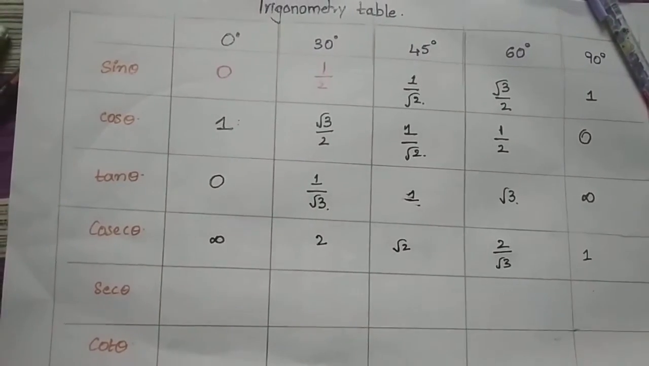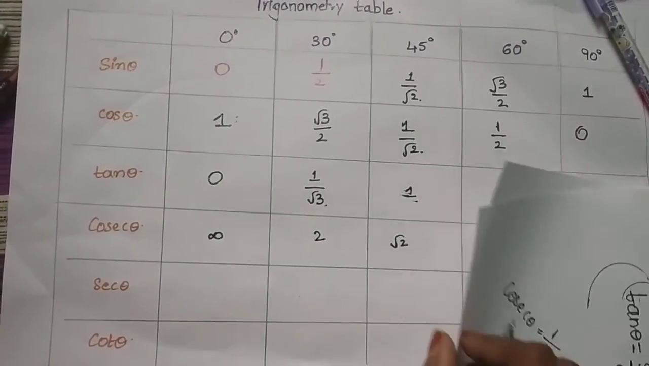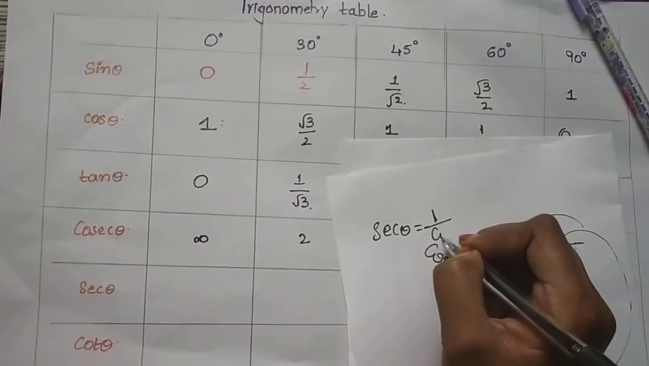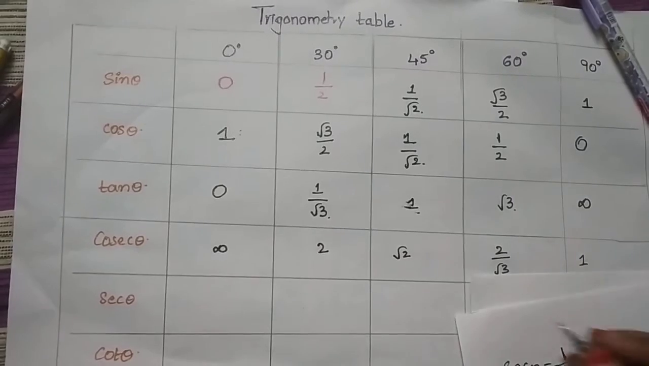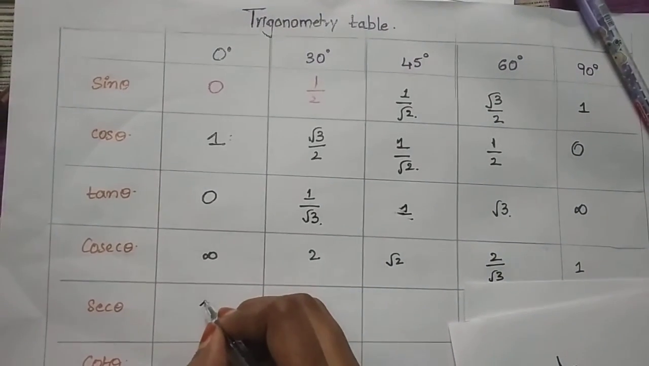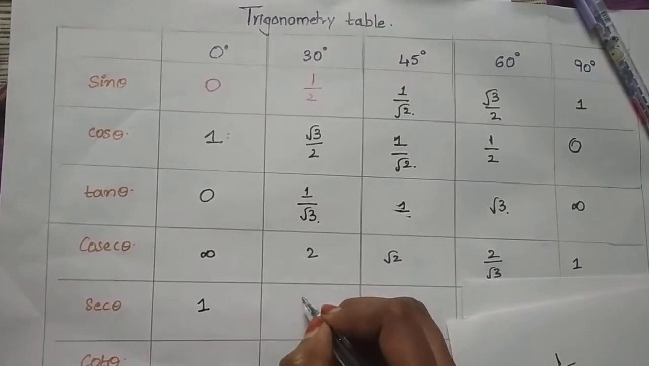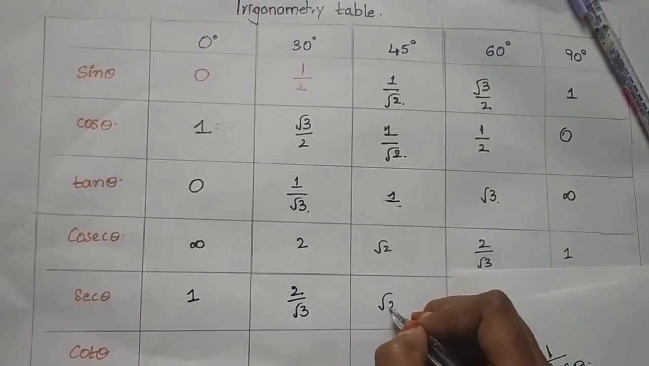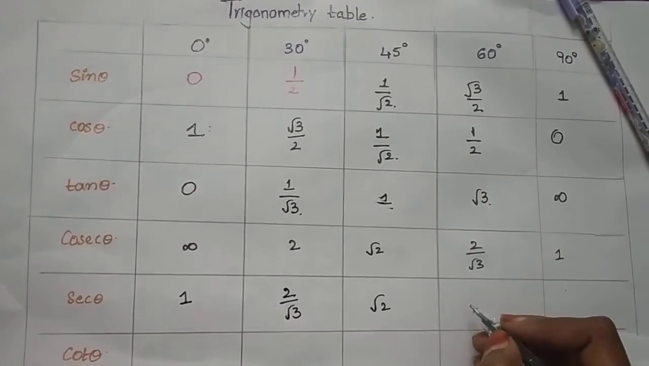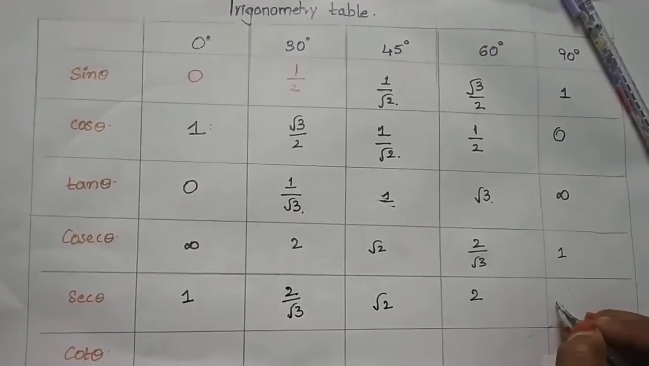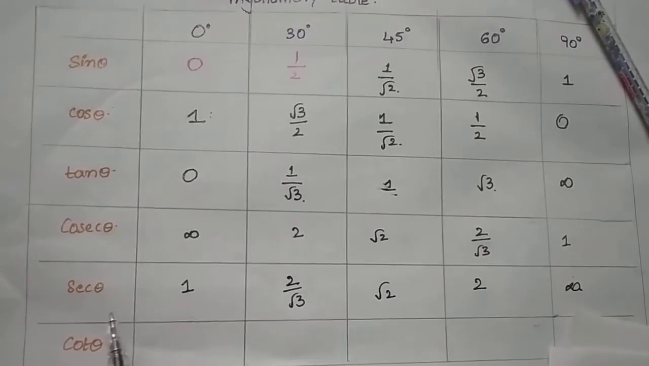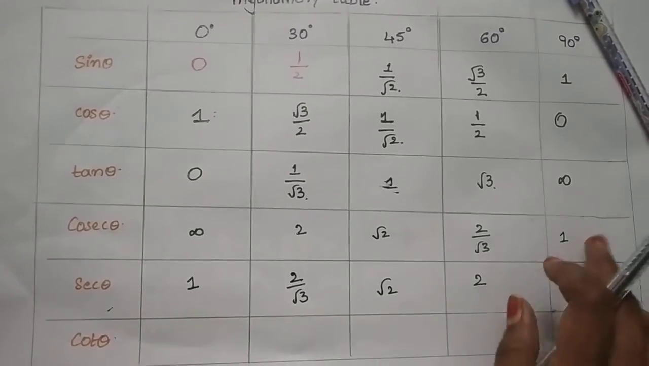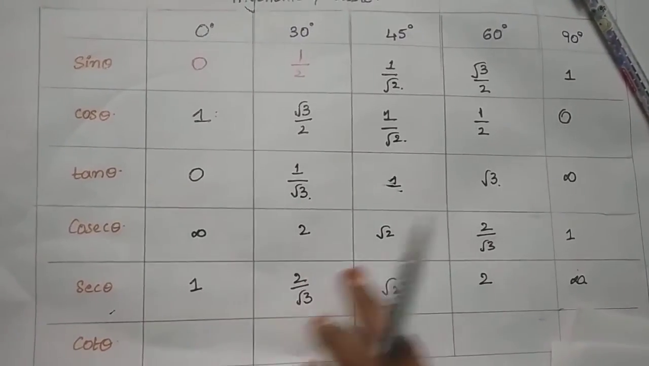On getting cosecant theta, it becomes still easier to get secant theta. The formula for secant theta is nothing but 1 by cos theta. So 1 by 1 is 1. 1 by root 3 by 2 is 2 by root 3. Root 2, and 1 by 1 by 2 is 2, and also infinity. So for secant theta, there is no need of dividing. You can just make a reverse of cosecant theta to get secant theta.